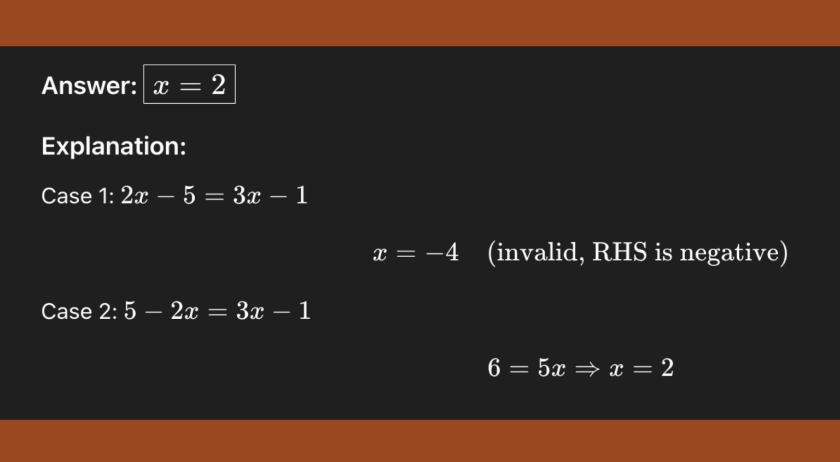Case 1 is 2x minus 5 is equal to 3x minus 1. Case 2 is 5 minus 2x is equal to 3x minus 1. In case 1, x is equal to negative 4, but that is invalid because the RHS is negative. So in case 2, 6 is equal to 5x and x is equal to 2.